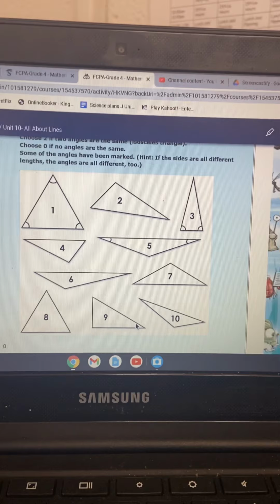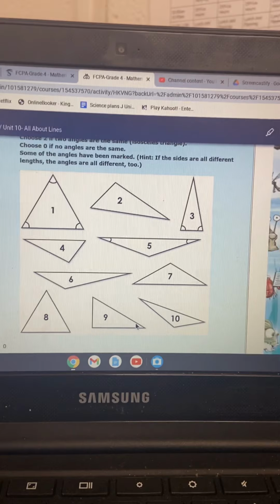Okay, so yesterday you did a lesson where you classified polygons based on their sides. So we sorted them with the number of parallel sides and their number of perpendicular sides. Today we're going to look at polygons and we're going to talk about their angles.